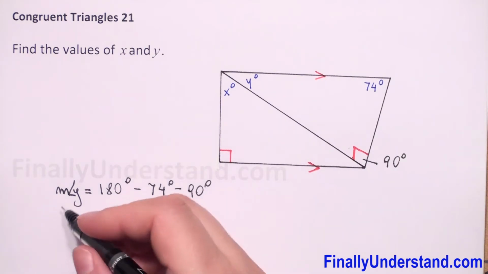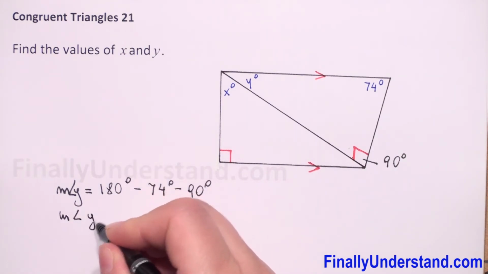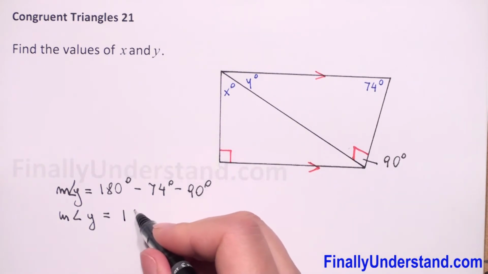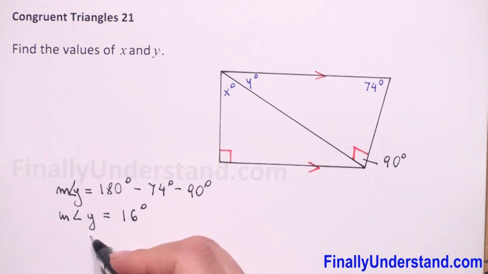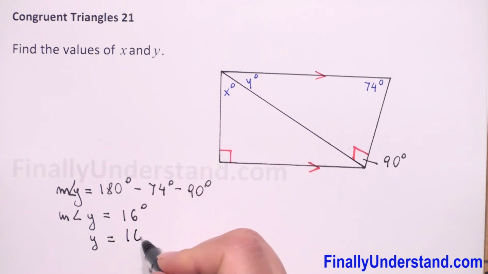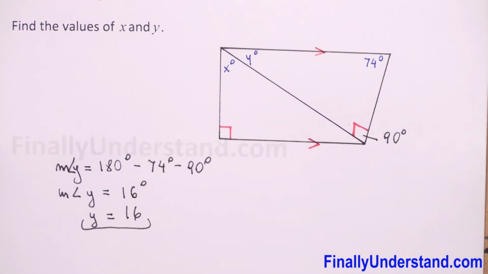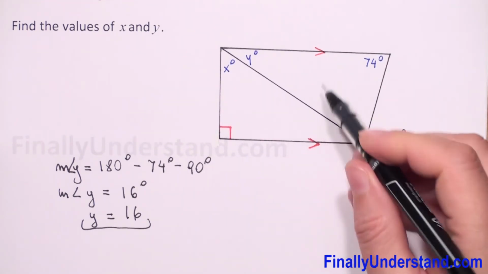So now we have that the measure of angle y is equal to 16 degrees. So y is equal to 16. We found y. Now we have to find x. What we have given here? We have these two arrows.